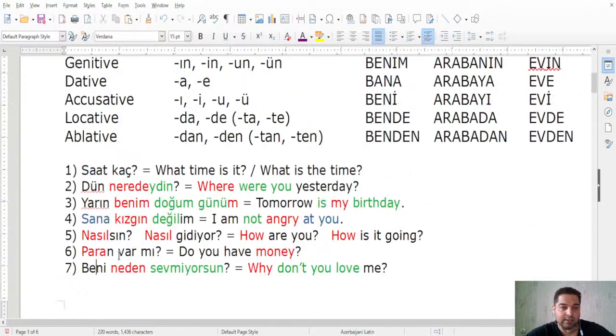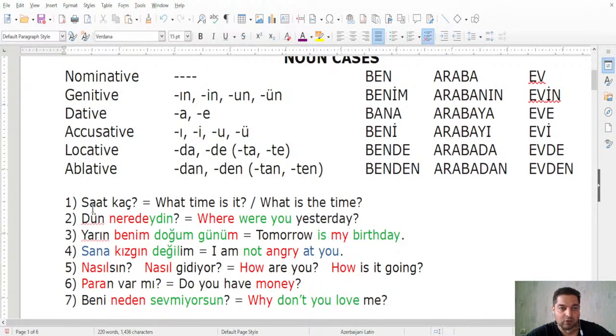Beni here again is what? Look at the noun cases above. It is the accusative case, right? Ending. It is the accusative case of ben. Here you see, we already have an example here. Beni, which means me, right? Not I, but me.